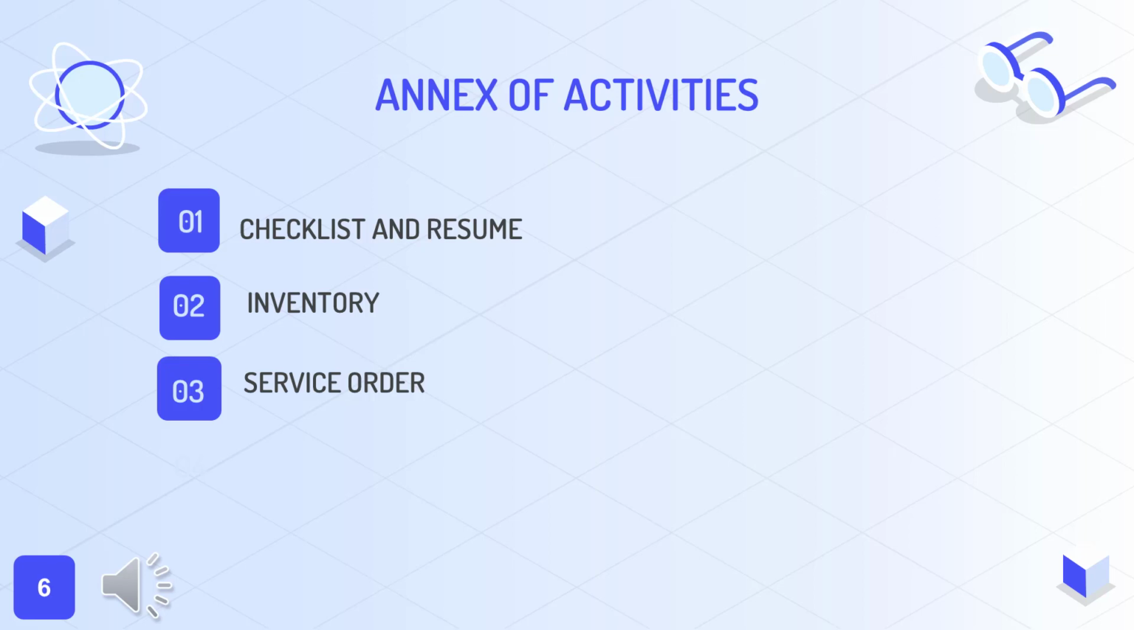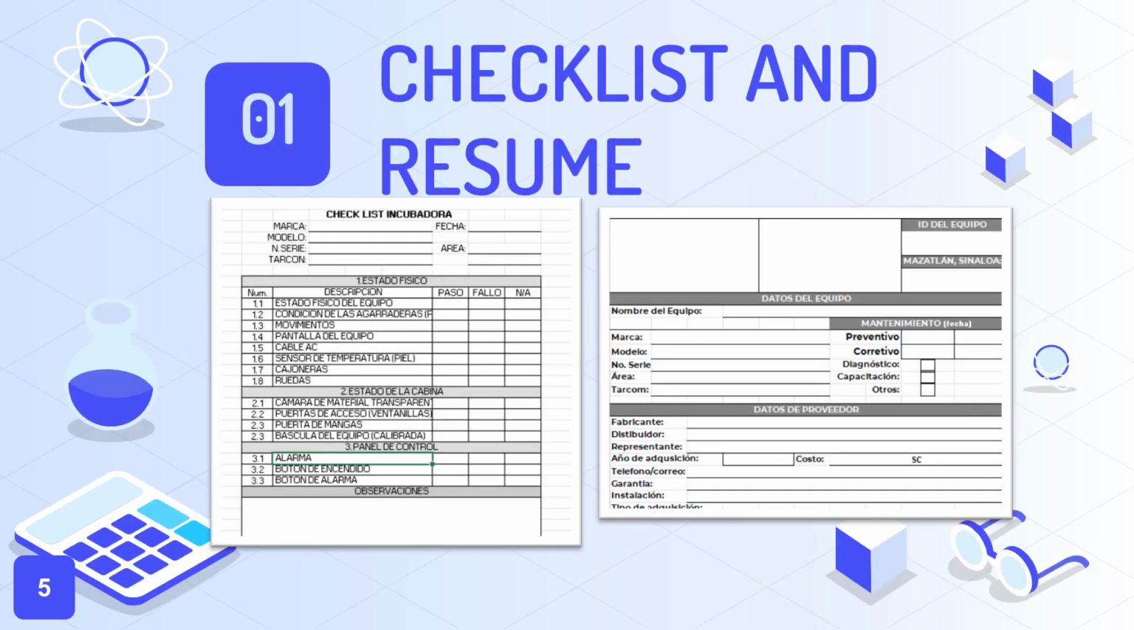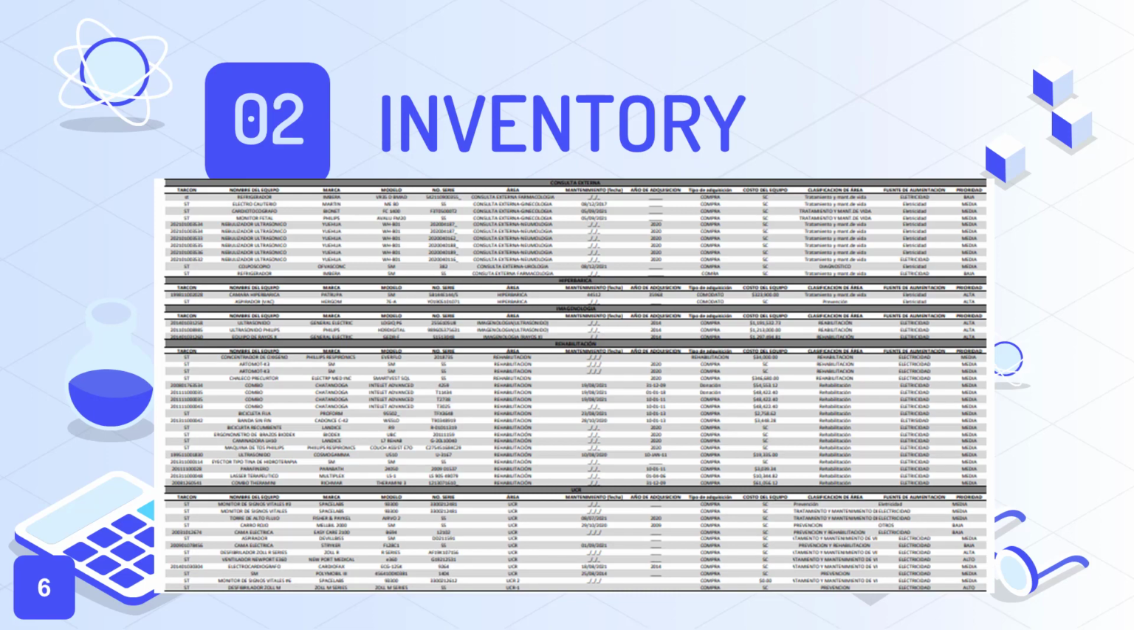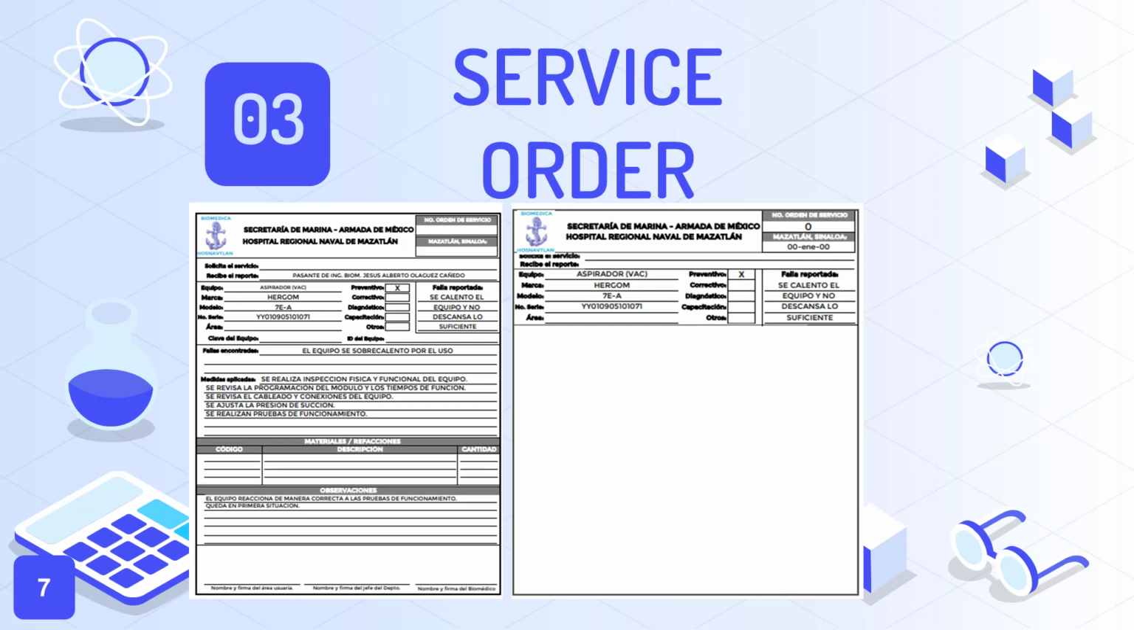The first one is a document, the checklist and resume. The second is an inventory document of the equipment. Finally is the service order of the equipment.